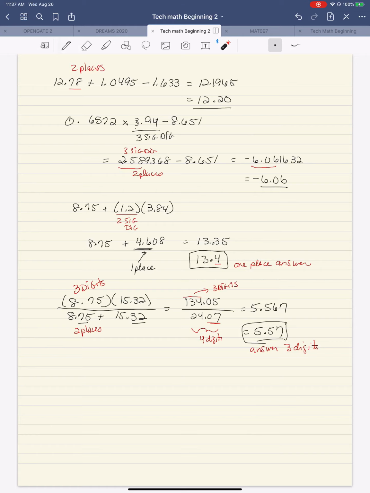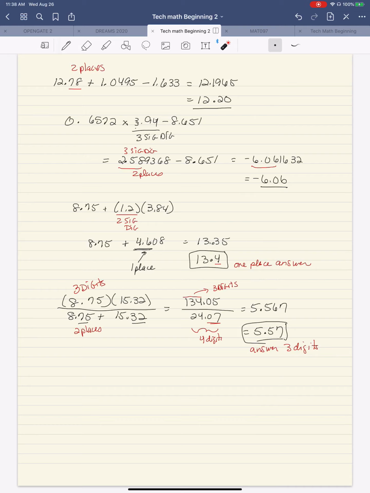0.6572 times 3.94 minus 8.651. First I do the multiplication. This has 3 significant digits, this has 4. So when I multiply it, I want to go down to 3 significant digits, so that's 2.59 once I get down to 3 significant digits. And then I'm subtracting 8.658, but now I'm in subtraction. So even though this is 2.59, when I subtract, this is only 2 places where this is 3 places. My final answer has to be 2 places. So when I subtract it, I get a negative 6.06 down to 2 places. That's the answer, negative 6.06.